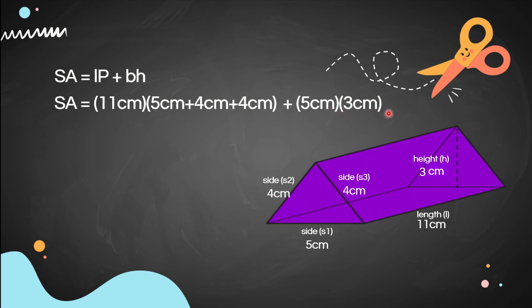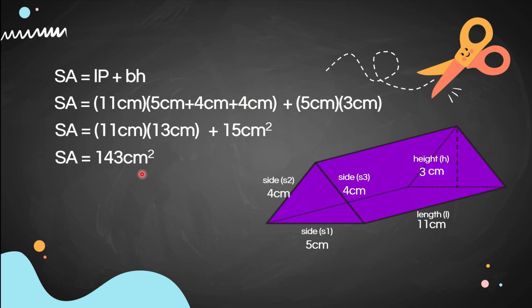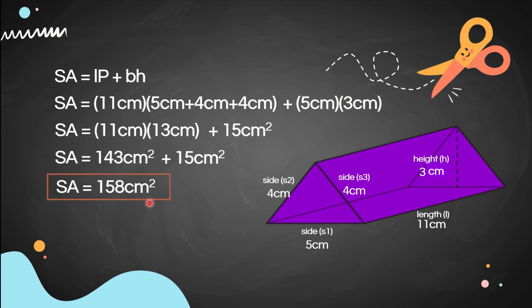Let us add first 5 plus 4 plus 4, we have 13 centimeters, plus 5 times 3, we have 15 square centimeters. 11 times 13, we have 143 square centimeters plus 15 square centimeters. So a total of 158 square centimeters. So the surface area of this figure is 158 square centimeters.